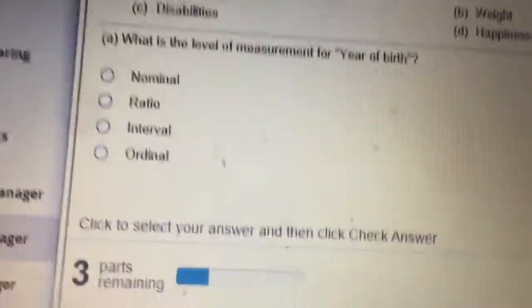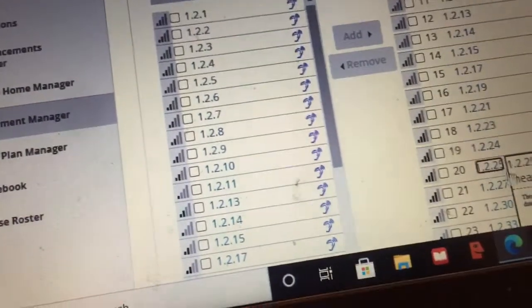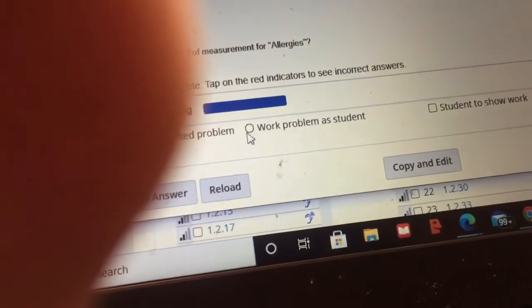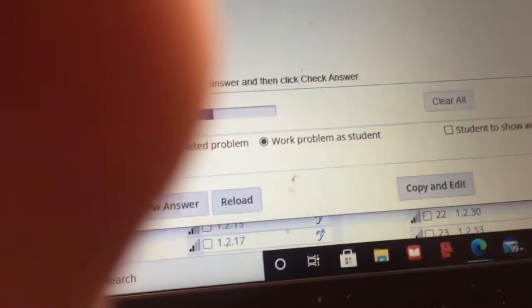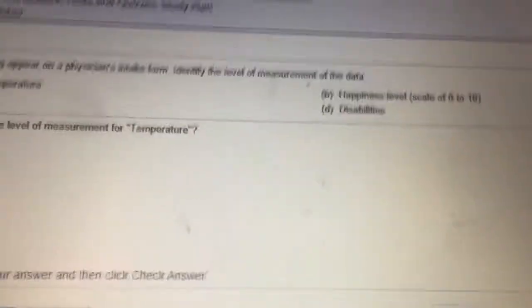Here's my computer screen, and you can see on here, well, shoot, what happened to it? Okay, let me get it back on here. Lost it. Okay, when you go to this computer screen, here's this problem we're doing.